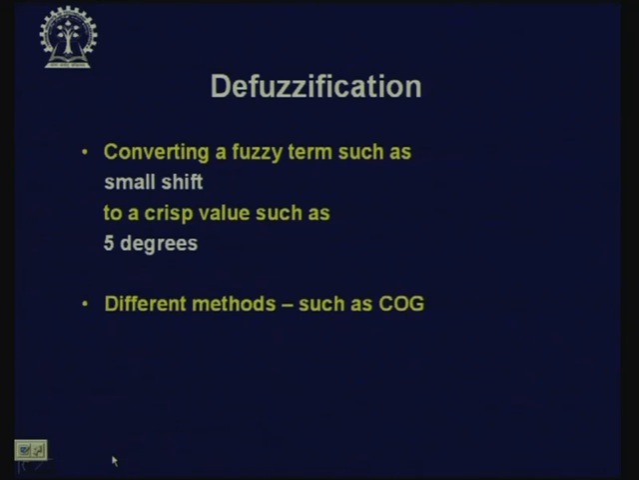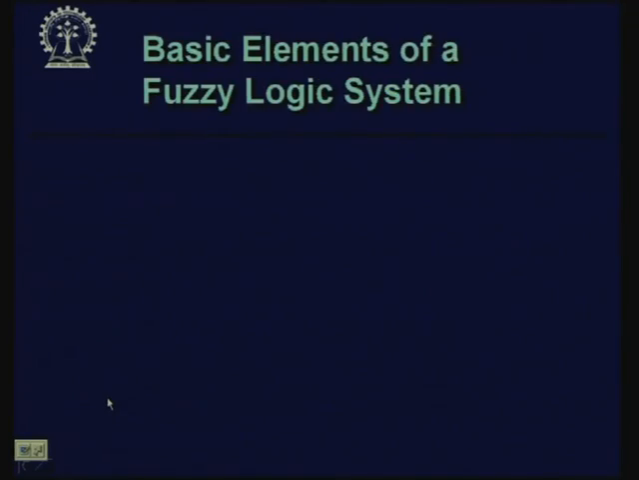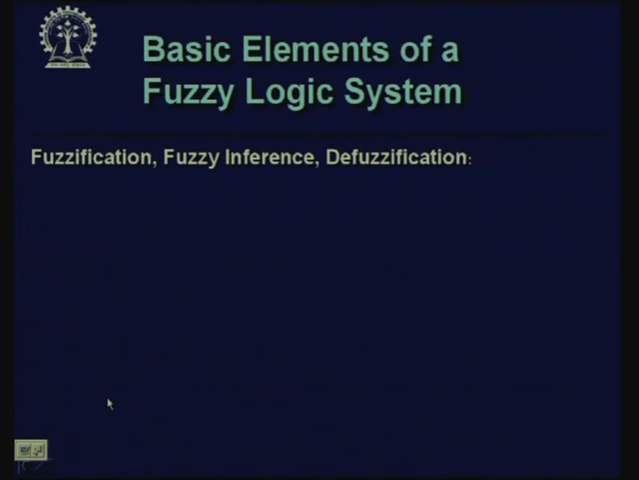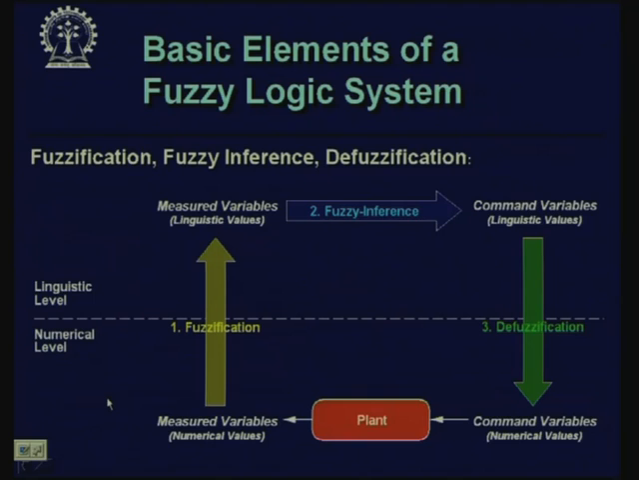For those who are interested to pursue this further, there is a very good book. There are a number of books like Klir and Folger, the book by Ross, Timothy Ross, and all these books are very good, and it will be useful to go through them. Now, we show an example where we will be applying this fuzzy inferencing, and let me first explain the problem here.